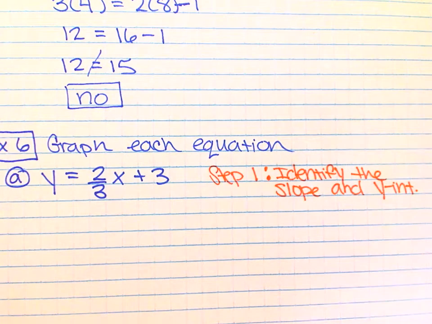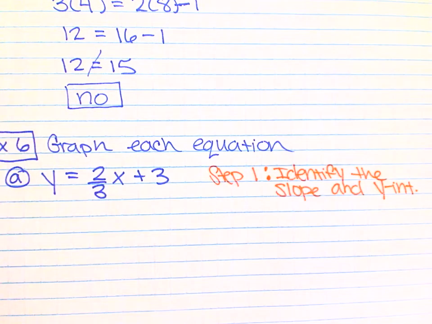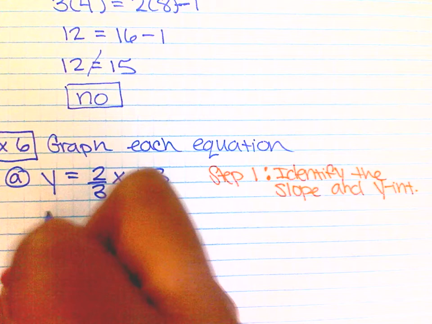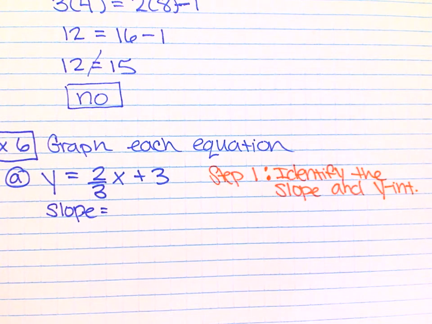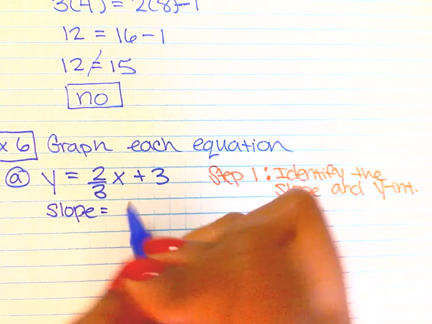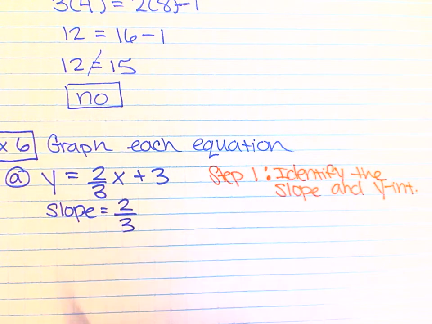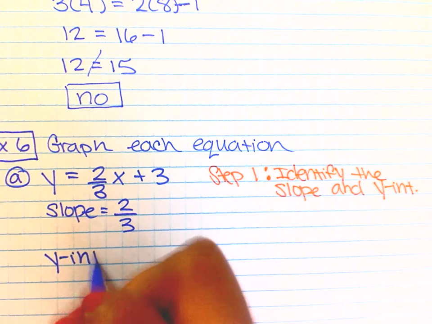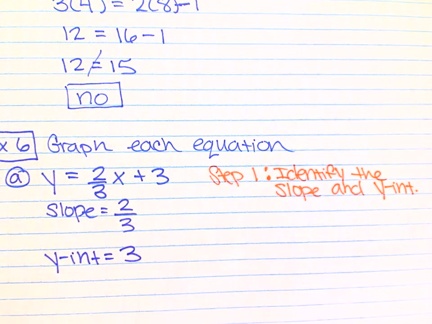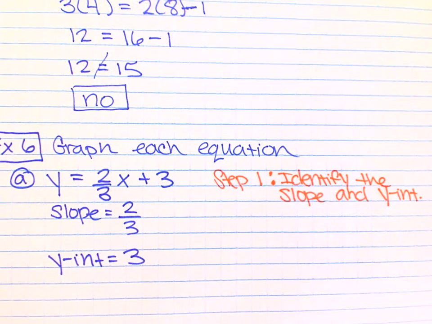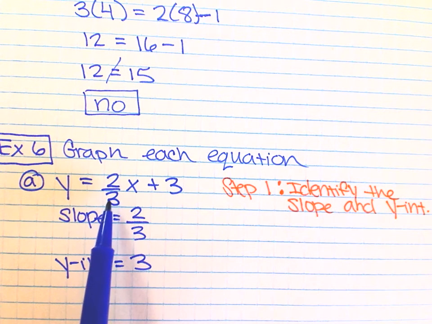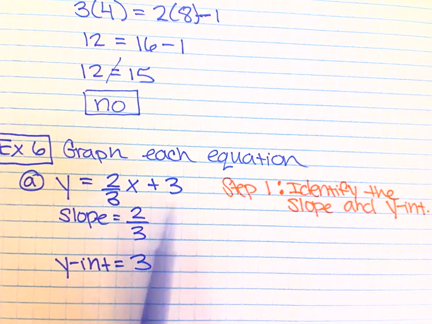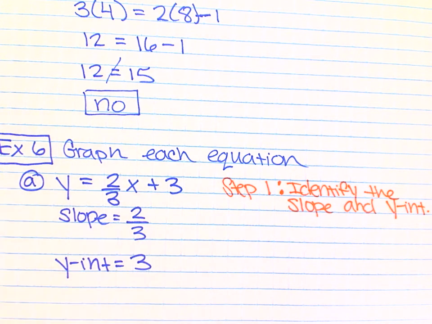Okay, I can do that. Y equals mx plus b. So my slope is 2/3, and my y-intercept is 3. I just did step number 1. I looked at that problem and asked, what's the number next to x? What is m, the slope? 2/3. And where does it cross the y-axis? Positive 3, so I put 3.